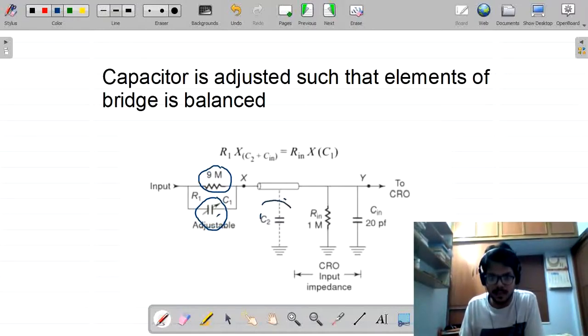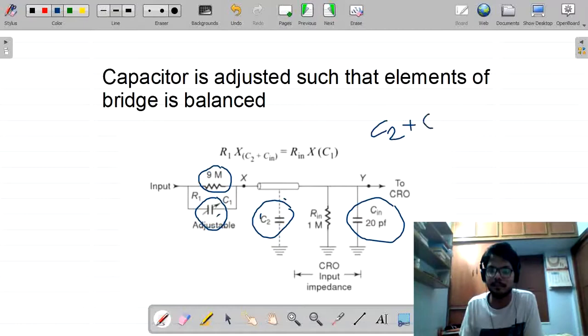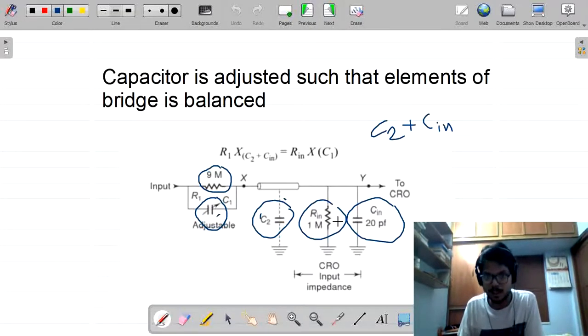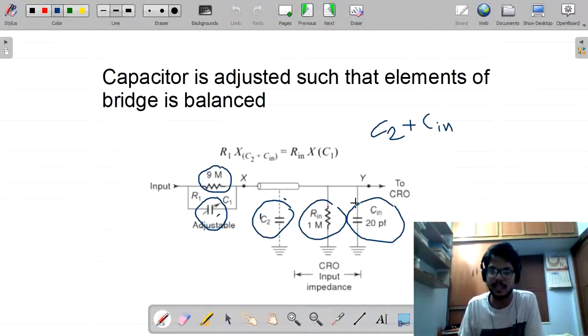From this we can see that C2 and Cin are connected in parallel. If both capacitors are connected in parallel, we know the formula is just a summation, C2 plus Cin, and the resistance is connected in parallel with both of the capacitors. So now I will modify the circuit so that it looks like this. See carefully. C2 plus Cin is connected in parallel with Rin. This condition is satisfied.